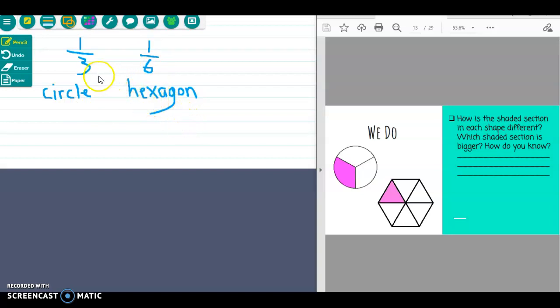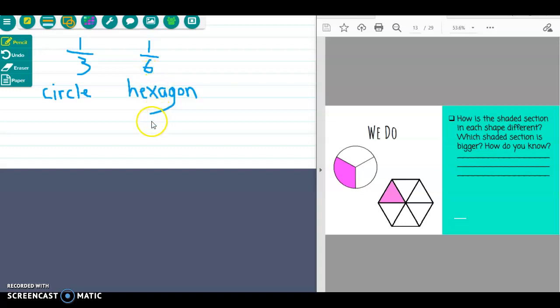Sometimes when you see a fraction like this, you assume that because we have a 6 here and a 3 here, that this one is going to be bigger. But that's not the case in fractions. It is quite the opposite. Whenever your numerators are the same, whenever the denominator over here is bigger, that tells you that that piece is smaller.